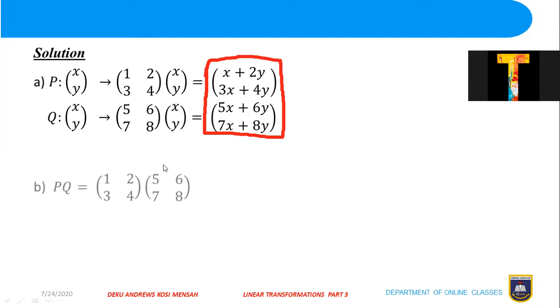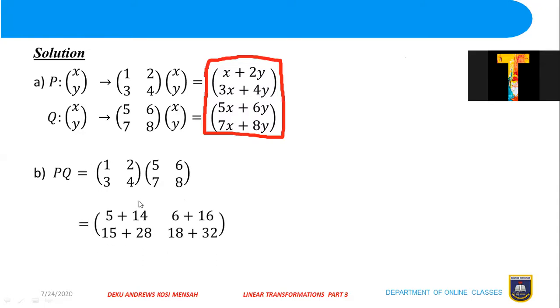Next, we are finding PQ, the product of P and Q, or Q followed by P. And if you solve, this will lead us to the matrix 11, 22, 33, 60.